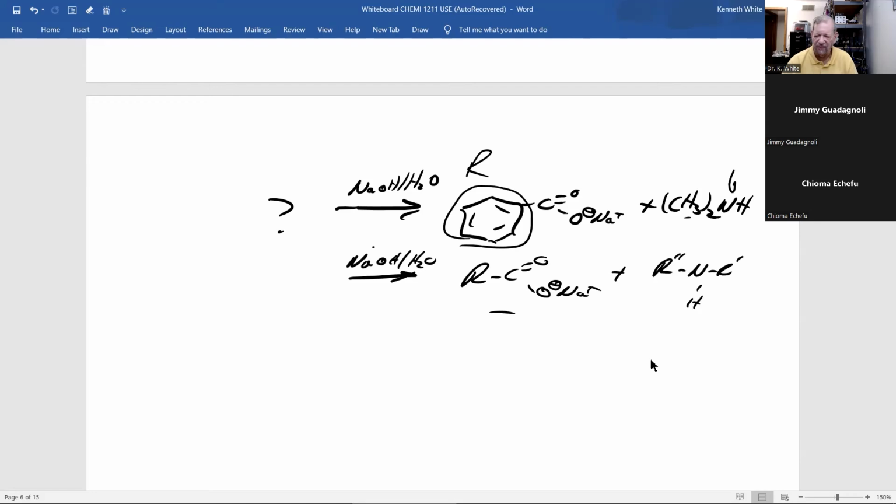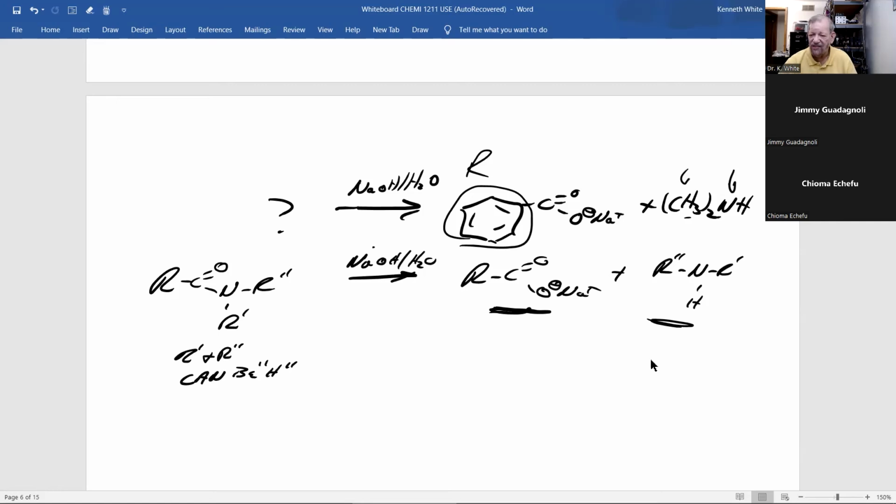And what do you react to make a carboxylate anion and an amine when you react it with sodium hydroxide and water? And the answer is an amide. And remember, not in our case, R prime and R double prime don't have to be hydrogen: one, both, or none. In this case, none. This is R prime and R double prime, and therefore R benzene ring, don't forget the bonds inside, carbonyl, nitrogen, and R prime methyl, R double prime methyl.